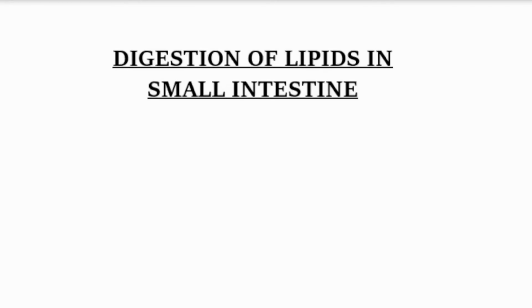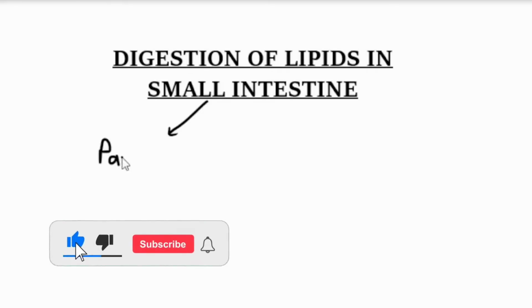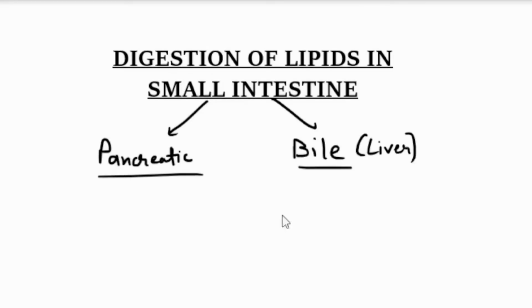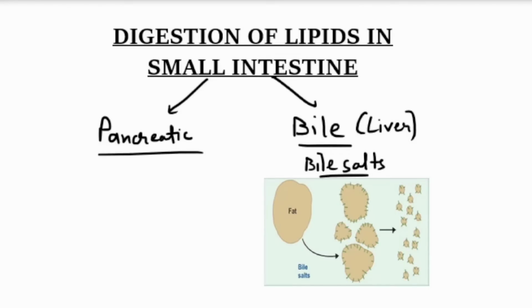Next is digestion in the small intestine. The small intestine is where most fat digestion happens. Two important juices help: pancreatic juice, which has enzymes that break down fats, and bile made by the liver. Bile salt present in the bile breaks down the big fat droplets into smaller ones by reducing the surface tension. It is called emulsification. This makes it easier for the enzyme to work.